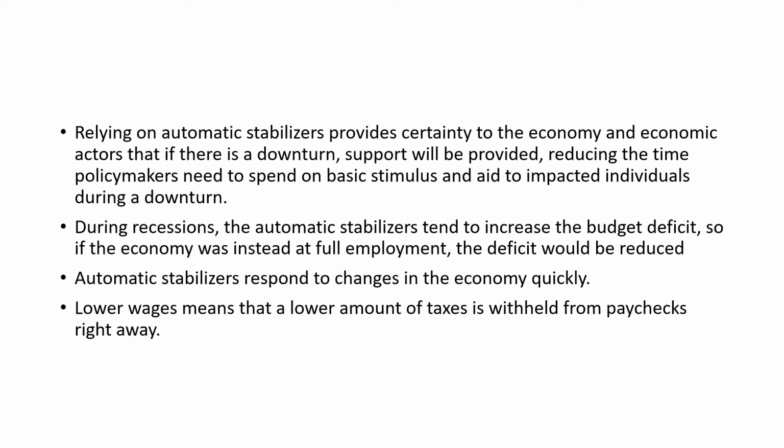During recessions, the automatic stabilizers tend to increase the budget deficit because the government might not have enough money. So as a result, it should borrow from somewhere, right, in order to finance this expenditure. If the economy was instead at full employment, the deficit should be reduced. Especially the deficit is reduced by using the taxation policy. By increasing the level of taxes, the deficit is reduced.